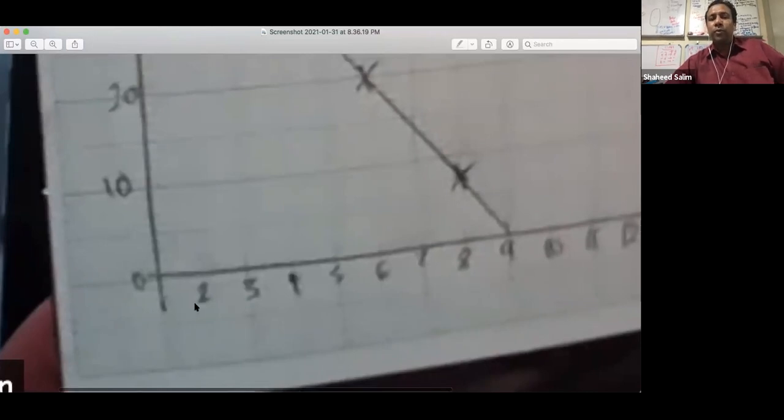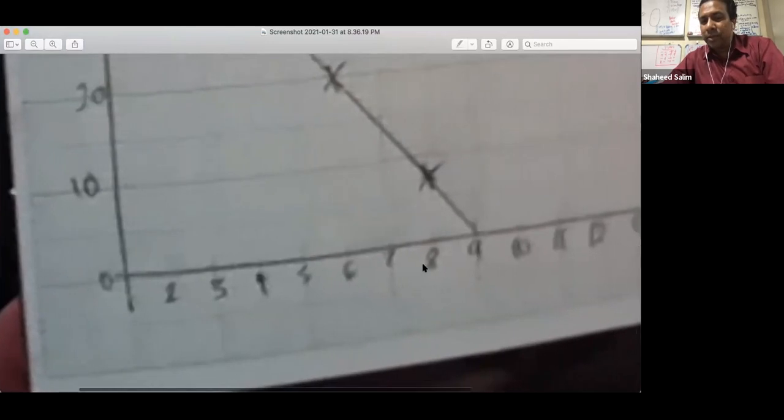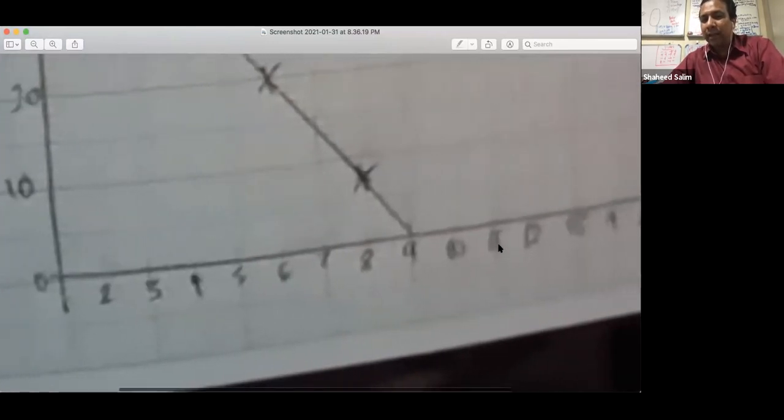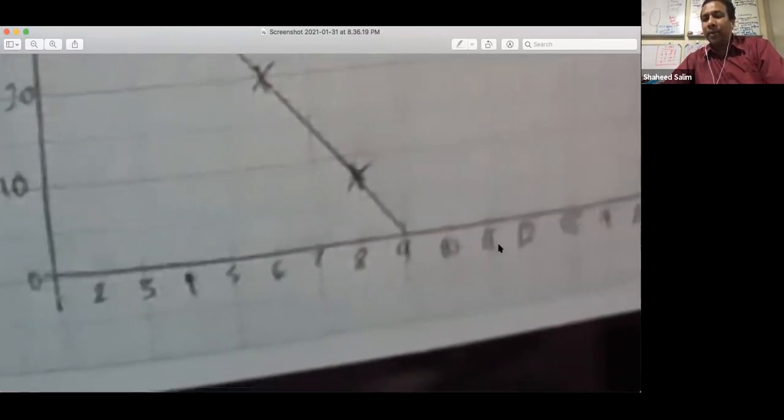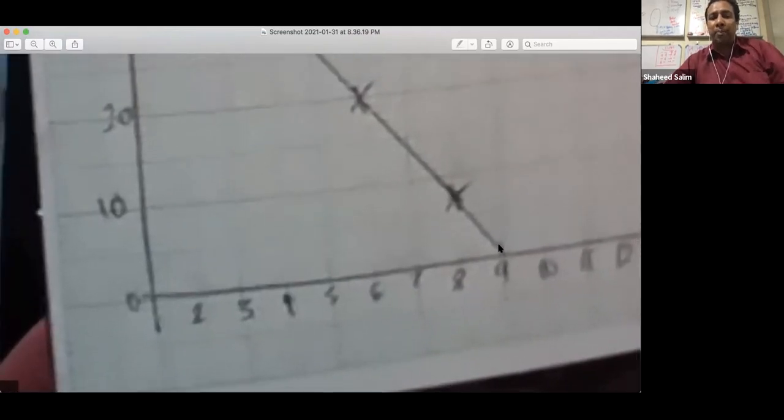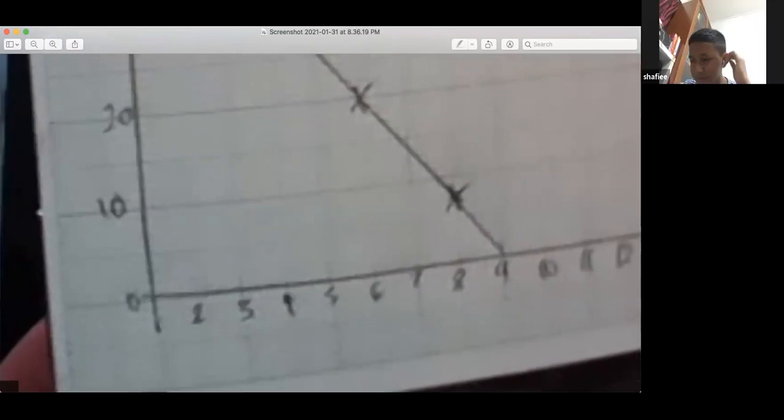So can you just change this? You change this and then you redraw it. So you put here 0, 1, 2, 3, 4, 5, 6, 7, 8, 9, 10. You know what I mean? And then you try to plot the numbers again. Plot the coordinates. Mr. Shafi'i, can I have a look at yours? Is having decimals possible?